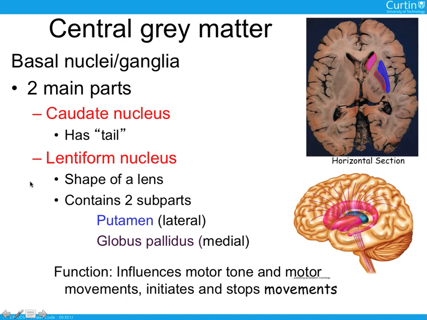Basal ganglia, two main parts. We have a caudate nucleus, which you can see here. So this whole thing is the caudate nucleus. And so here we have the head of the caudate nucleus, then we have a body of the caudate nucleus, and then we have the tail of the caudate nucleus.